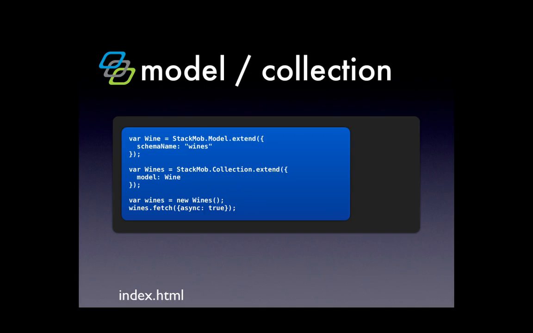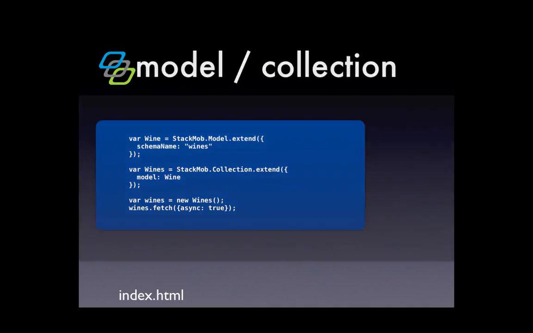And then I create a new instance of that wines collection by calling wines equals new wines. And then I'm calling a fetch, which is sort of my way of saying, go and get me all the wines you have up there on StackMob right now. And I'm doing that asynchronously. And as you remember earlier, whenever my collection changes, my list view will update itself.